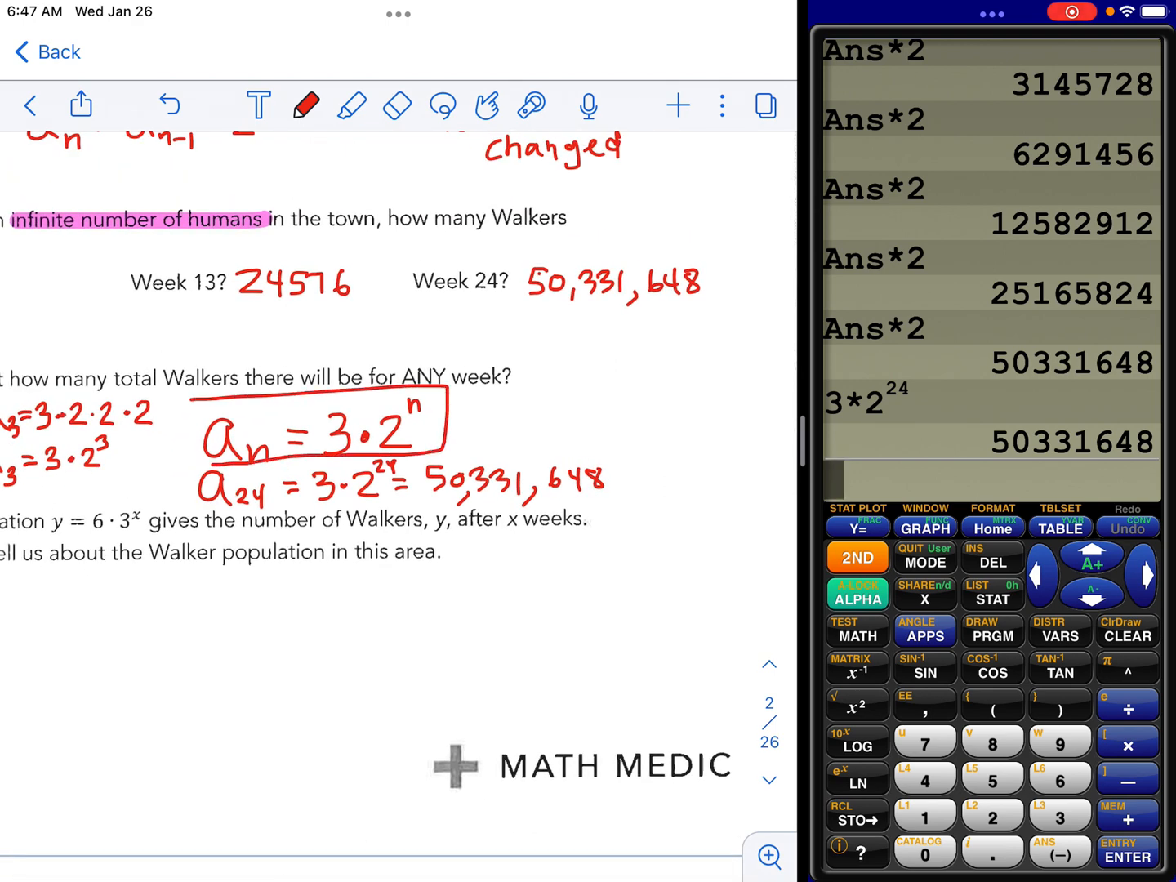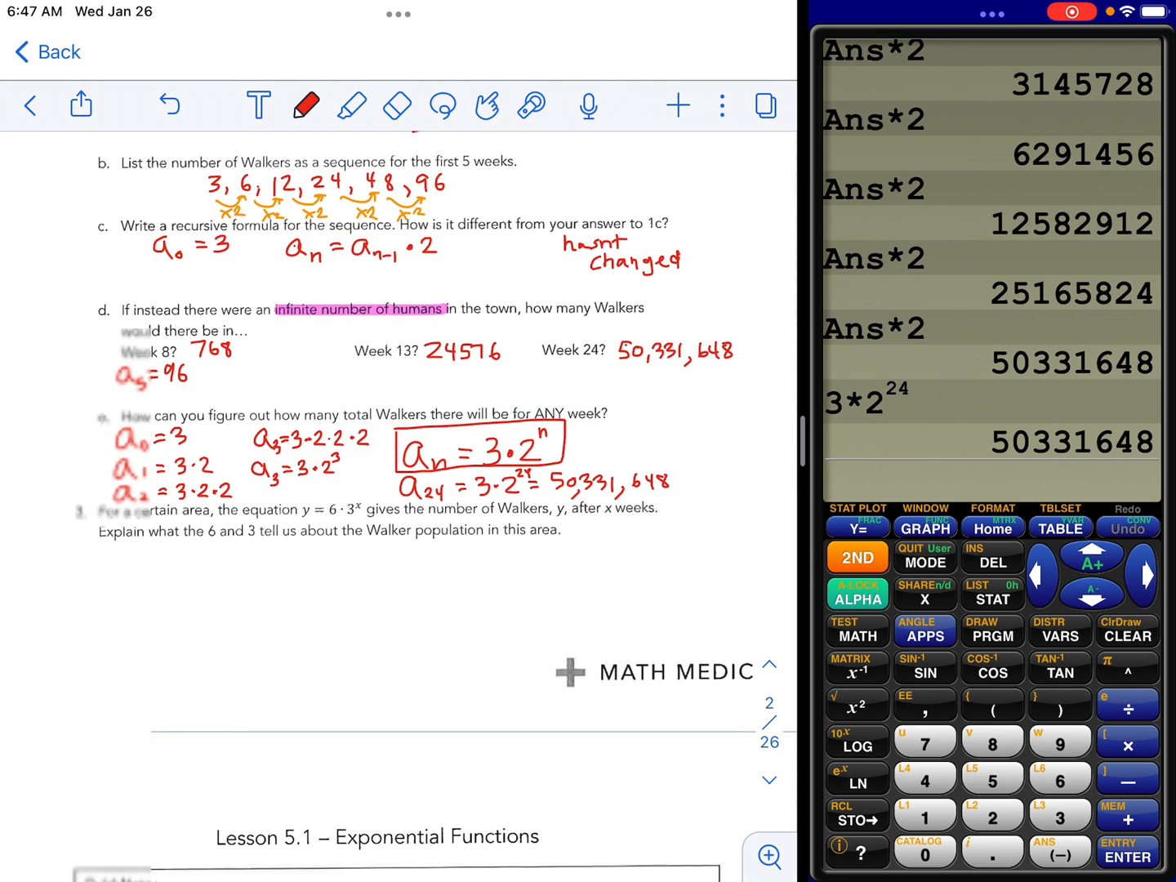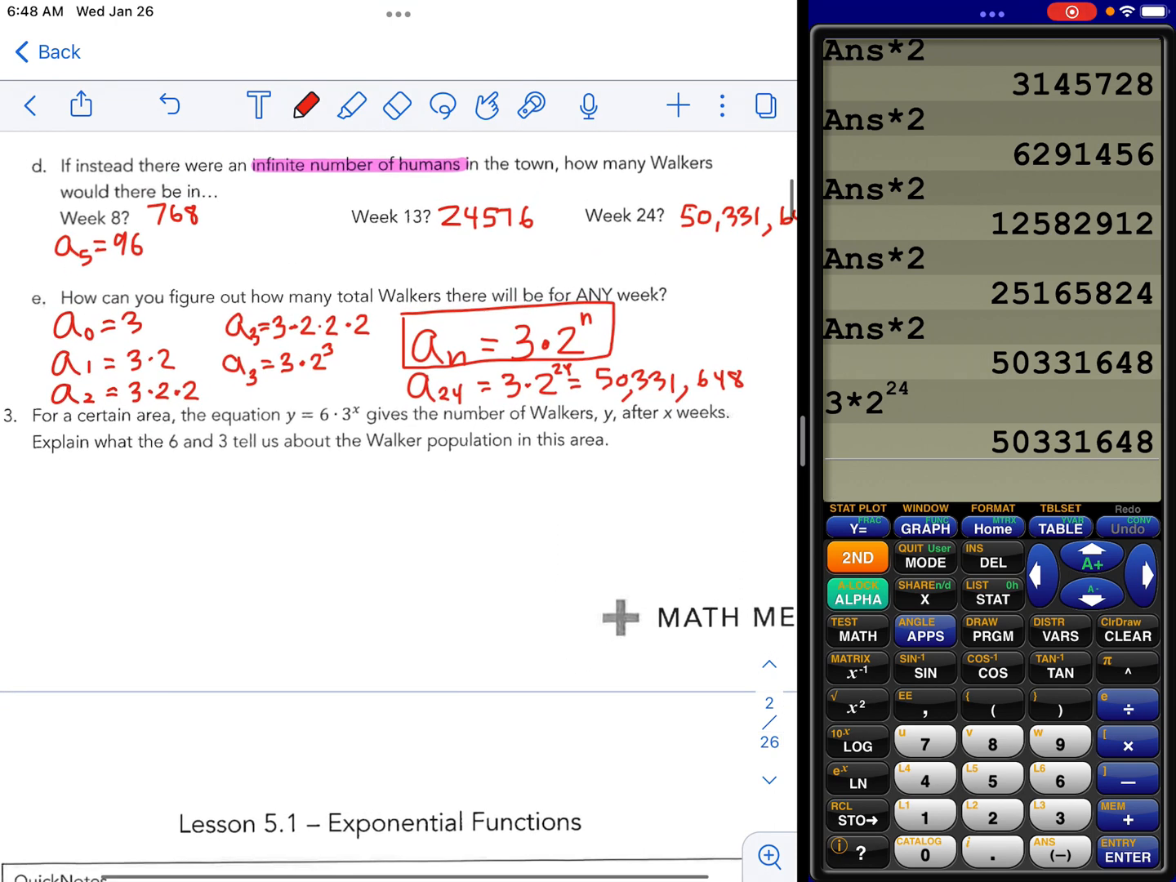So here's a formula. This formula is nice because we don't have to build the whole sequence. We can jump around and just get any number in the sequence without having to go through that task of doubling 24 times.